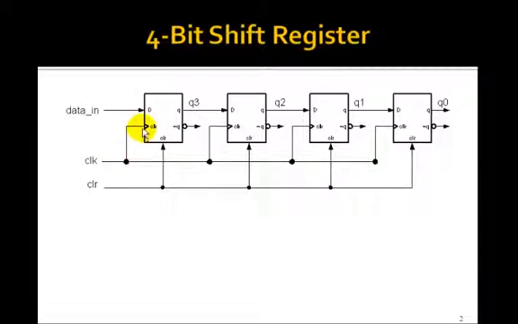So on the rising edge of the clock, the data in on this leftmost flip-flop gets moved to Q3, and at the same time what used to be in Q3 gets shifted into Q2, and at the same time the old Q2 goes into Q1 and the old Q1 goes into Q0. So the important thing to note is that they all go in parallel.